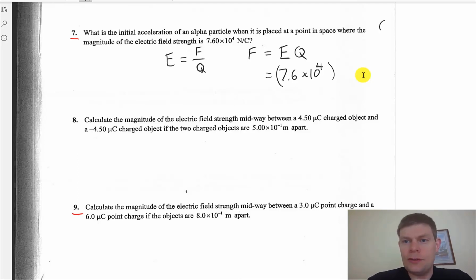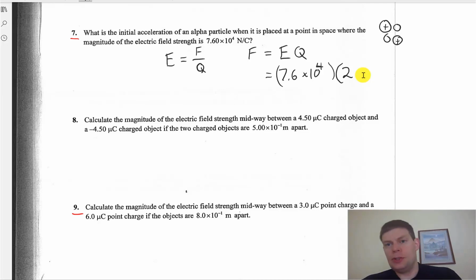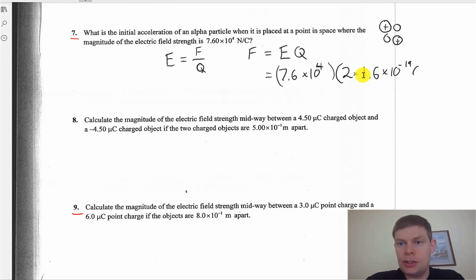If you've watched the previous videos, an alpha particle is composed of 2 protons and 2 neutrons. So we've got 2 protons, and our charge is 2 times the elementary charge. Elementary charge is in your data pages. It's the positive charge if you got a proton, negative charge if you got an electron. So our total charge here is 2 times 1.6 times 10 to the minus 19 coulombs. Plug that in, we'll get our force.